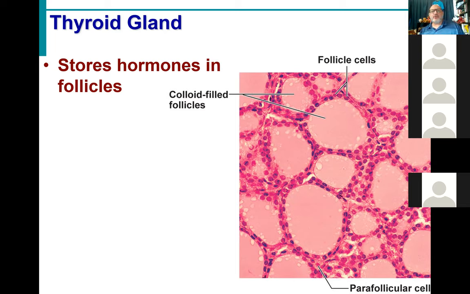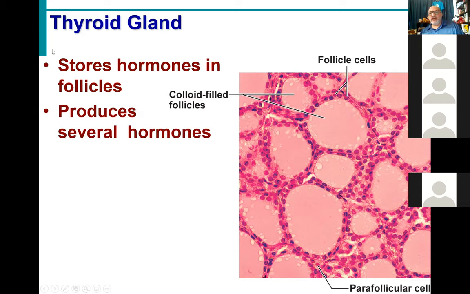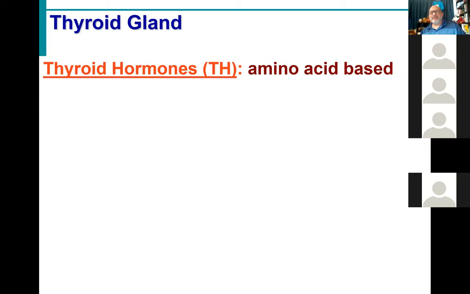But we're able to store massive, massive amounts, almost a month's worth of our thyroid hormones that are going to be located in here. And there are primarily two main types of hormones that are produced here in the thyroid gland. The first is our class of hormones, the thyroid hormones. They are amino acid based. And again, this is another thing your book talks about. While these are amino acid based, these actually are lipid soluble.